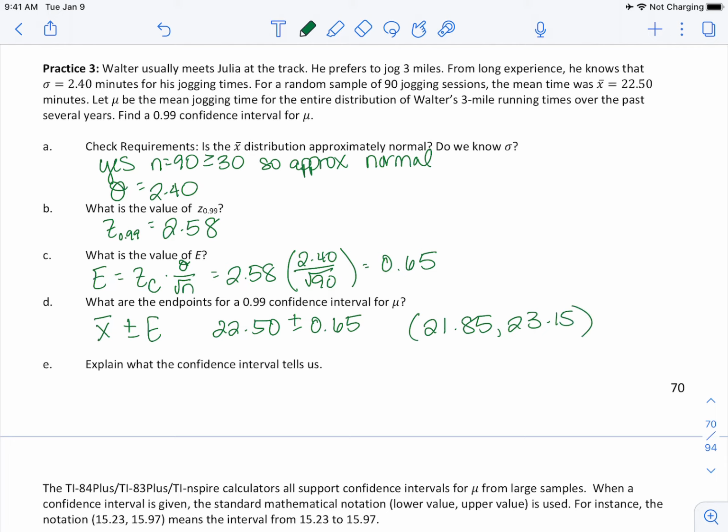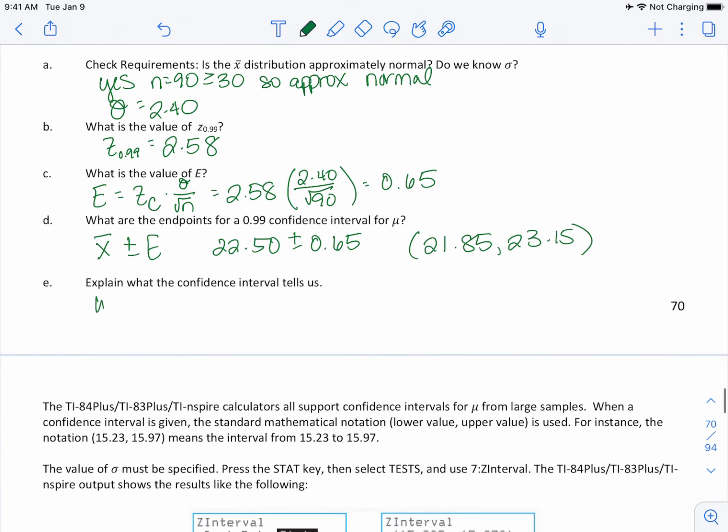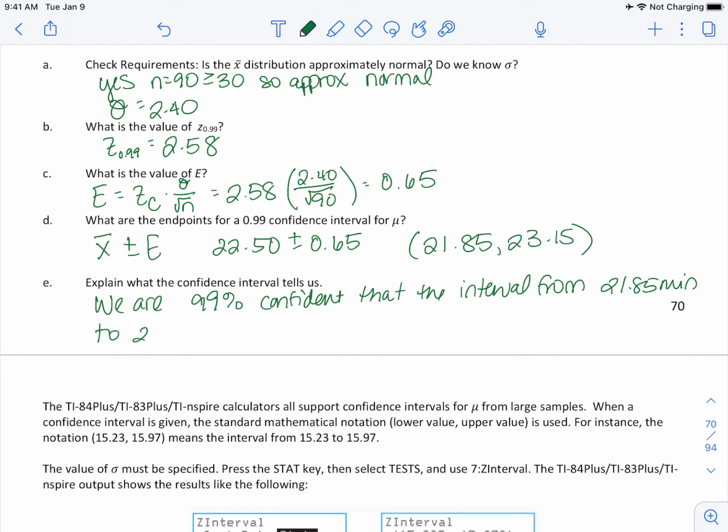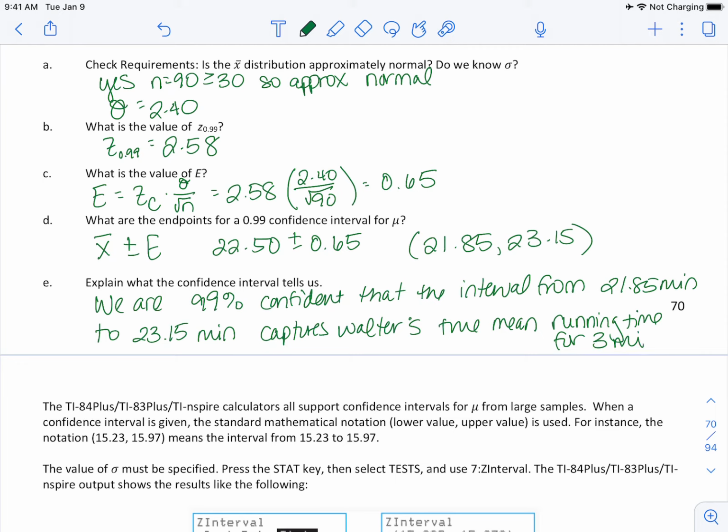So explain what the confidence interval tells us. So the way we would interpret this, we would say we are 99% confident that the interval from 21.85 minutes to 23.15 minutes captures Walter's true mean running time for 3 miles.